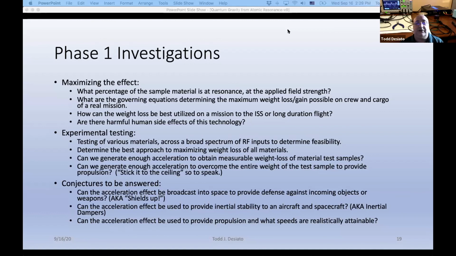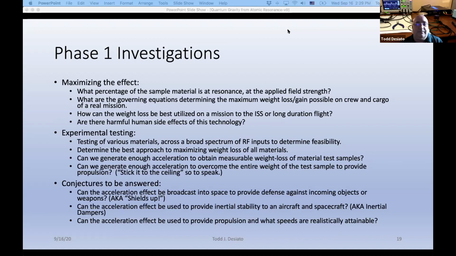Testing various materials across a broad spectrum of RF inputs to determine the feasibility and the best approach to maximize the weight loss of all materials. Can we generate enough acceleration to obtain measurable weight loss of a material test sample? I think tomorrow we may hear from someone who did that experiment using electron paramagnetic resonance that was actually successful. We'll see. Can we generate enough acceleration to overcome the entire weight of a test sample to provide propulsion? Like I like to say, stick it to the ceiling, so to speak.